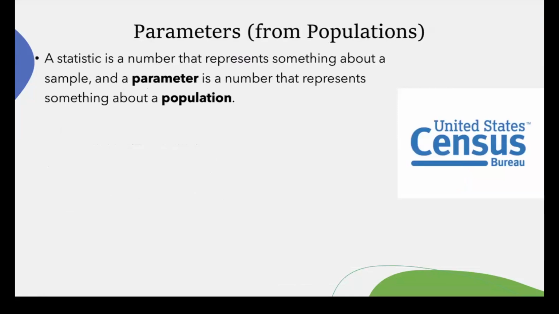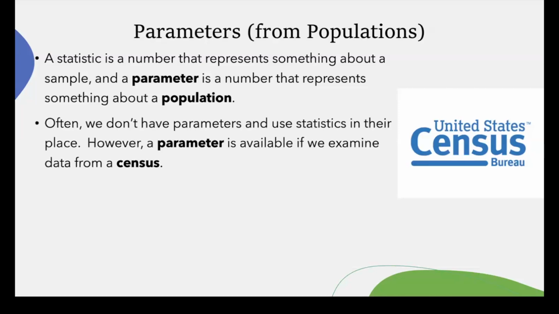Now let's take a look at what the opposite of a statistic would be. A statistic is a number that represents something about a sample, but a parameter is a number that represents something about a population. So that is the opposite of a statistic, parameter. Oftentimes, we don't have parameters and we use statistics in their place because statistics from samples are much easier to come by than access to an entire population. Population data is very hard to get because the populations are often very large. That's why we conduct a US census every 10 years, because it's not easy, quick, or cheap to do. It takes a lot of time and effort.